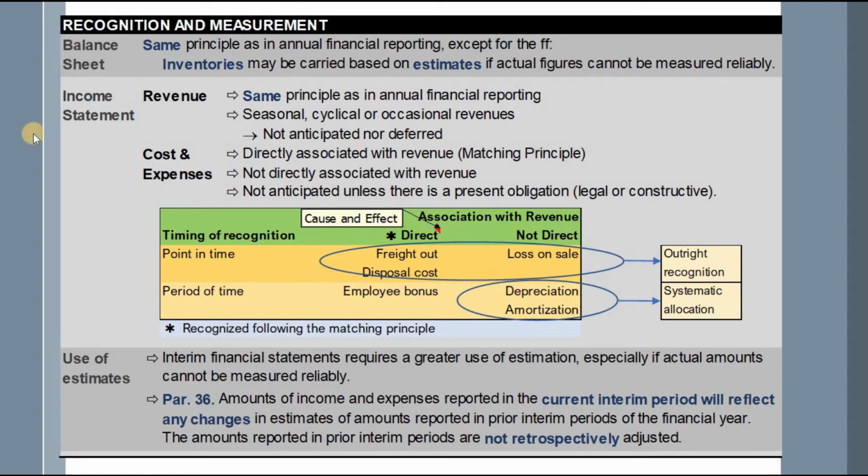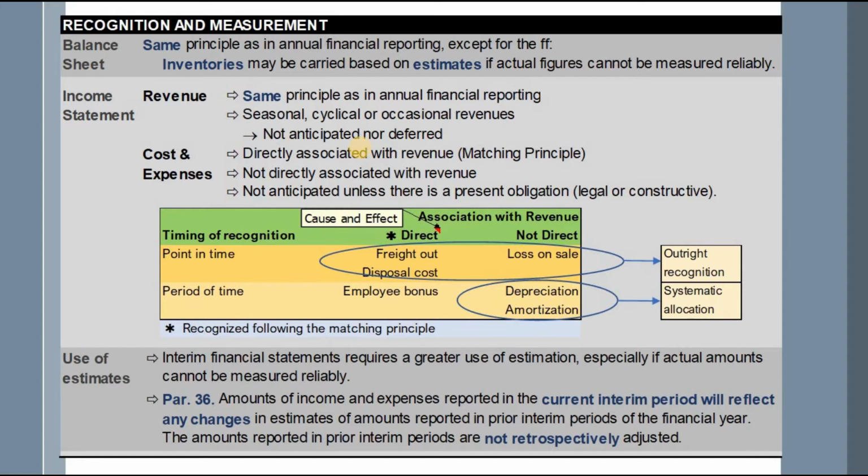Now let us proceed to the income statement. Let us start with revenue. For revenue, same principle as in the annual financial reporting. Revenue must be recognized only when it is earned. That is why seasonal, cyclical, or occasional revenues are not anticipated nor deferred. So we are still following the principle of revenue recognition that revenue should only be recognized when earned.